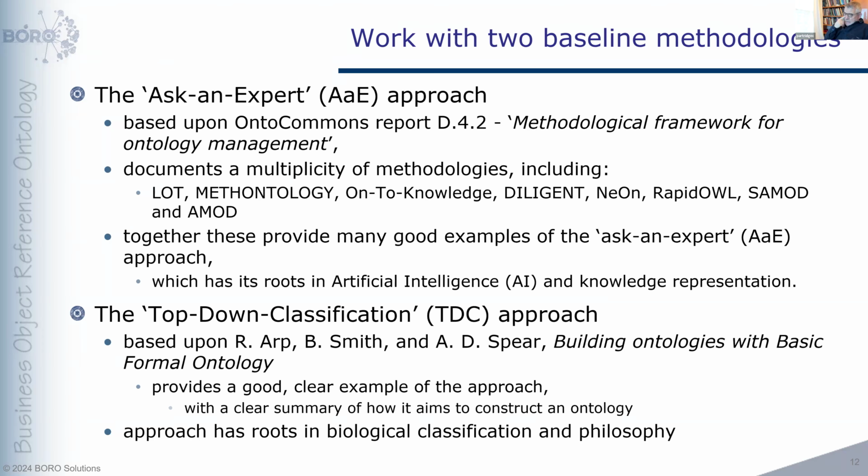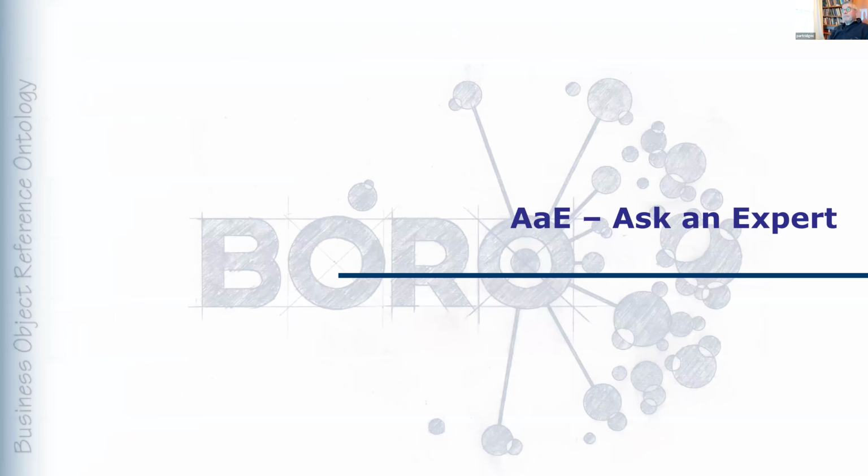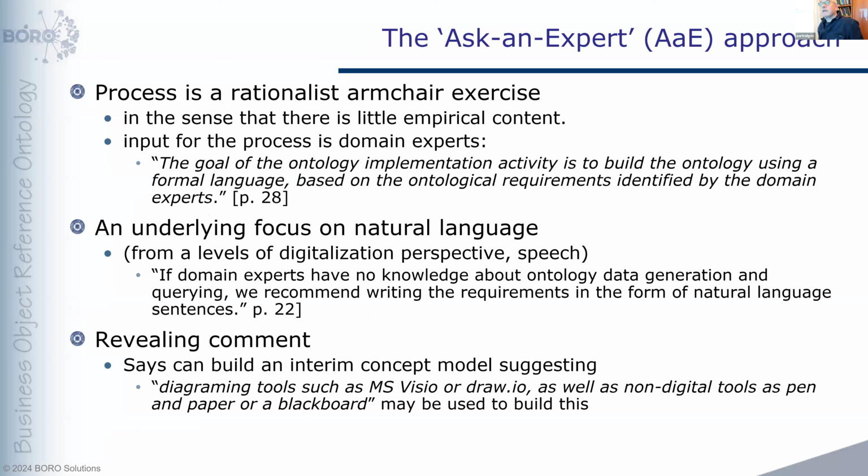You can see it's got a slightly different structure. It has clearer roots in biological classification and philosophy, and it's more attuned to the notion of having a top ontology. As we'll see in a second, the ask an expert approach avoids the issue of using a top ontology. So start with the ask an expert.